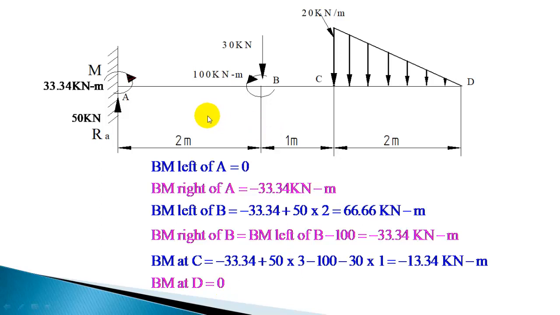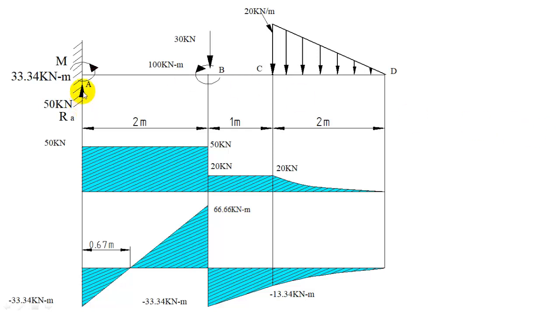Now let us plot the shear force and bending moment diagram for this beam. Now shear force for the first section is constant and it is 50 kilonewton. So you can draw a horizontal line for 50 kilonewton. Then for the next section it is again constant, means 20 kilonewton. So for 20 kilonewton, you can draw a horizontal line. So here the shear force will decrease from 50 to 20 because of this downward point load of 30 kilonewton, and 30 will be the decrease, 50 to 20.